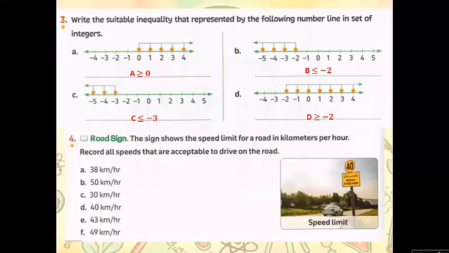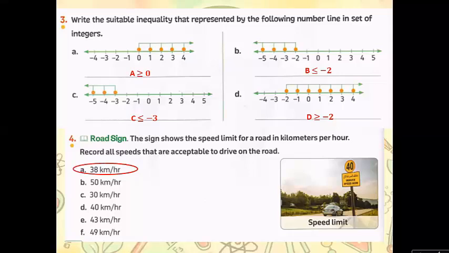Read the road sign. The sign shows the speed limit for a road in kilometers per hour. Record all speeds that are acceptable to drive on the road. In this question, the speed limit is 40 kilometers. Okay. Letter A, 38 kilometers per hour. Is that okay? Yes, because the limit is 40.